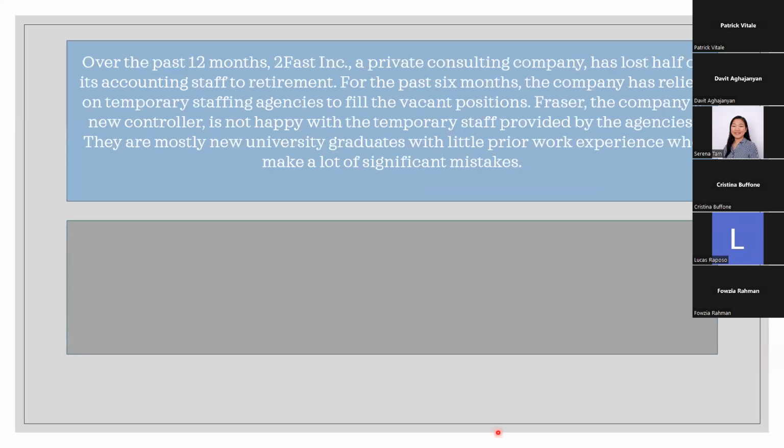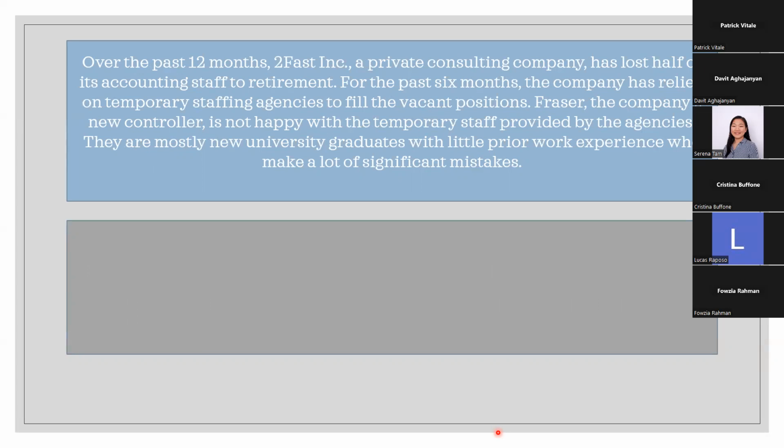Okay. Over the past 12 months, Too Fast, a private consulting company, has lost half of its accounting staff to retirement. Over the past 6 months, the company has relied on temporary staff agencies to fill the vacant positions. Fraser, the company's new controller, is not happy with the temporary staff provided by the agencies. They're mostly new university grads with little prior work experience who make a lot of significant mistakes, right?